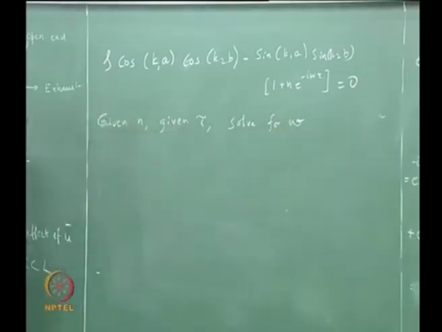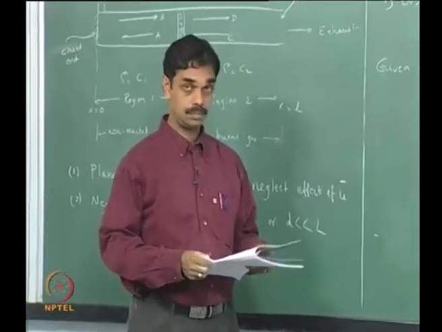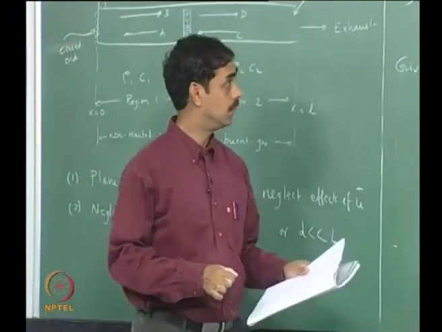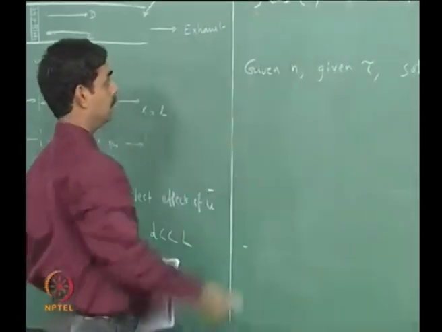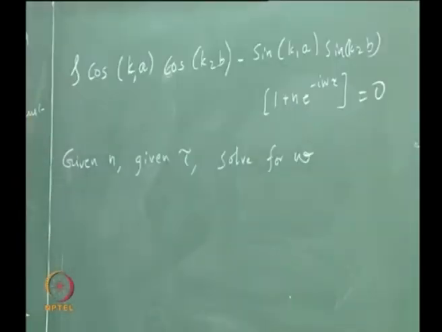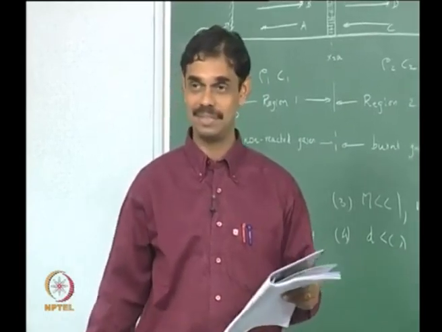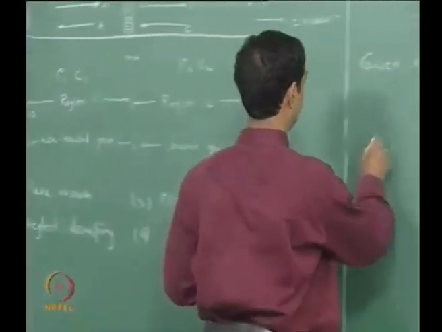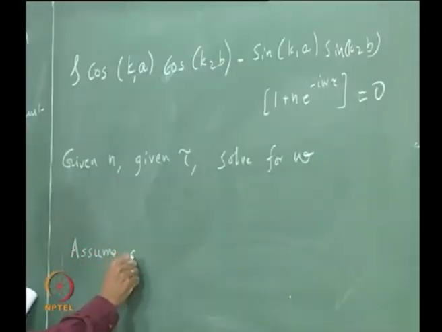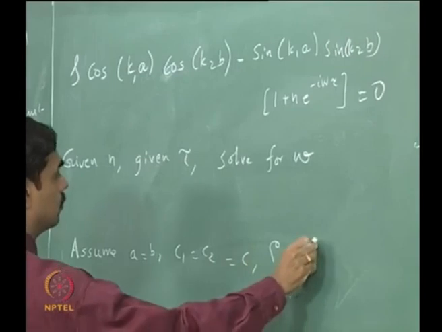So this is the characteristic equation which we get. You have to solve numerically. We also need the value of rho1 c1 over rho2 c2, and then you can solve numerically with a computer program. But if you want to do things analytically, which you always desire because we can see things, we can assume A equal to B, c1 equal to c2 equal to c, rho1 equal to rho2.